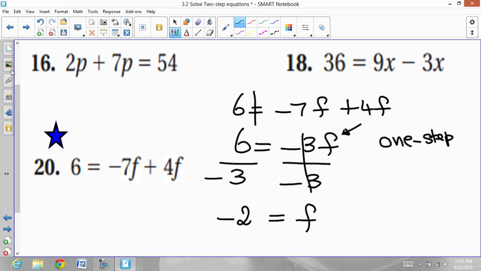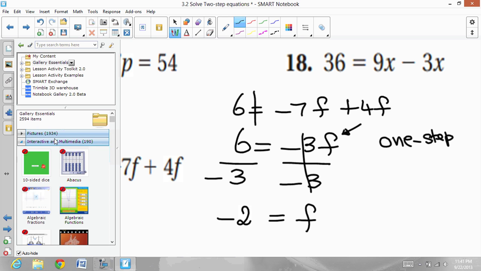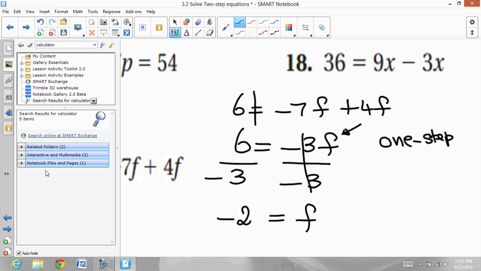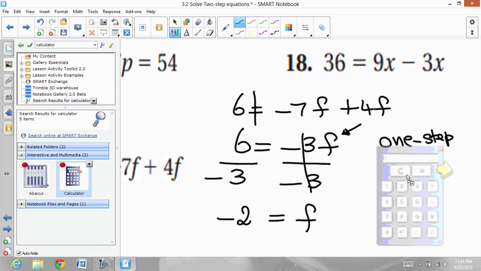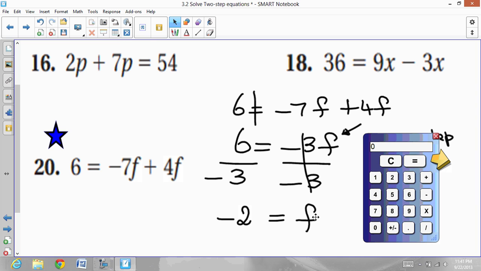Let's use the calculator to double check these calculations. Watch this. 6 divided by 3 negative equals negative 2, and that is the answer.